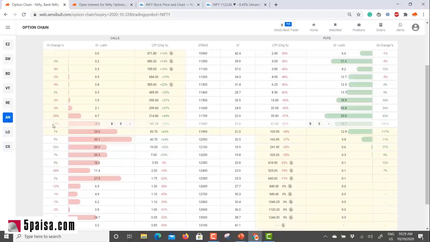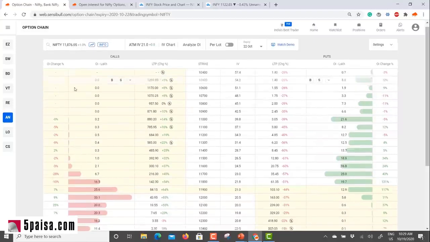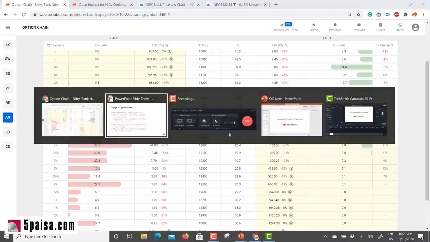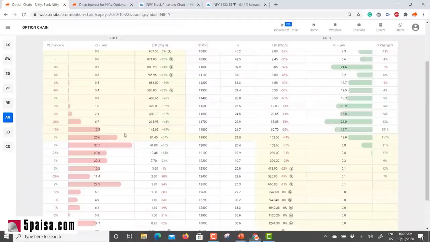Of course, people have got out of 11,800 calls because 11,800 got breached this morning. So 11,800 has seen a decrease of around 10%. People went away. So like I said, right? If people are getting out of sold calls, which is this 11,800 for example, it means that people are getting out and they know that 11,800 has gone for a toss.